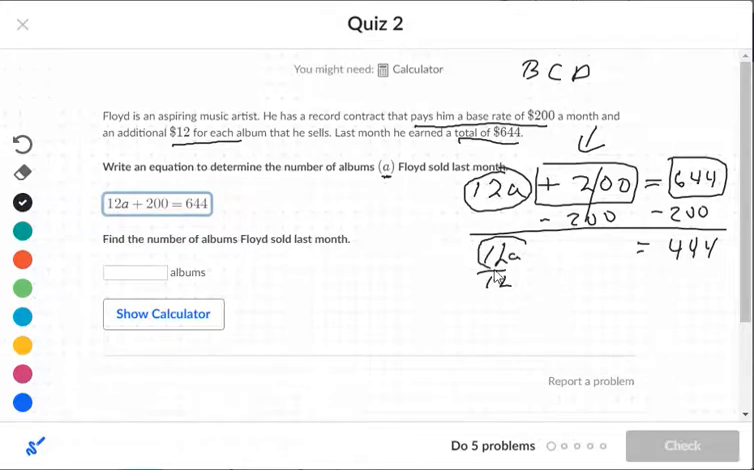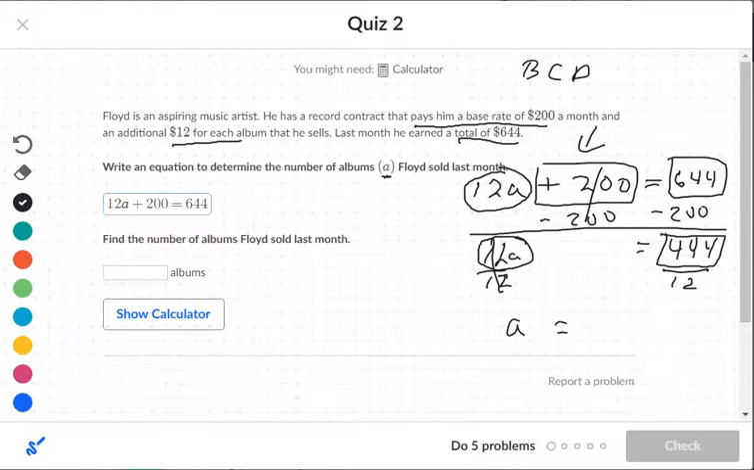Before I divide, let me check this. We have a circle and a box, so now we know that we can divide. Anytime you have a circle and a box, you can go ahead and divide. So right here, we divide both sides by 12. Cross this out. So this is A.